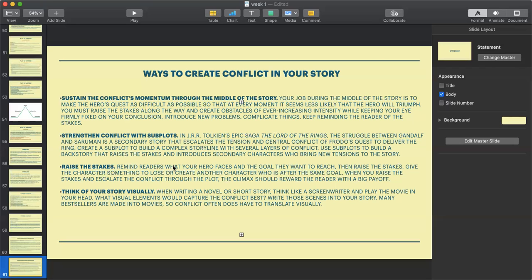Think of your story visually. Okay. When writing a novel or a short film or a screenplay or whatever, in a movie also, your visual elements should capture the conflict best. So what you really want to show in your story, if you think like that, if you want to see it visually, those are the best stories, basically. When you are reading a story, you feel like you can see whatever is happening. Got it? So these are basically the ways of creating conflict in your story.